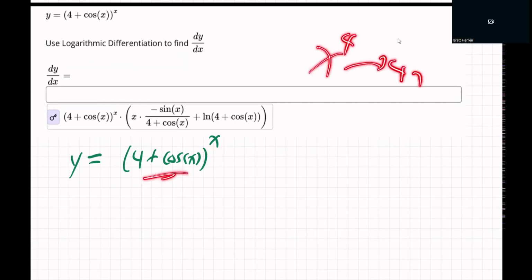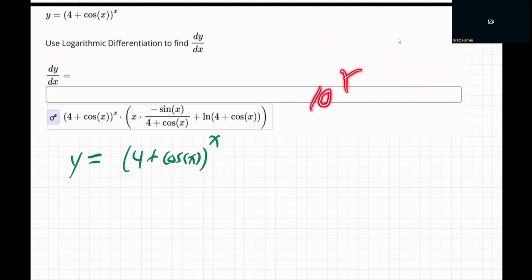We have a rule with x's in the base only, like x to the fourth. We know the derivative is 4x to the third. Or x's in the power only, like e to the x, or 10 to the x, but then you have the adjustment, ln 10. But we don't have a rule where x's are in the base and the power, so we have to use logarithmic differentiation.